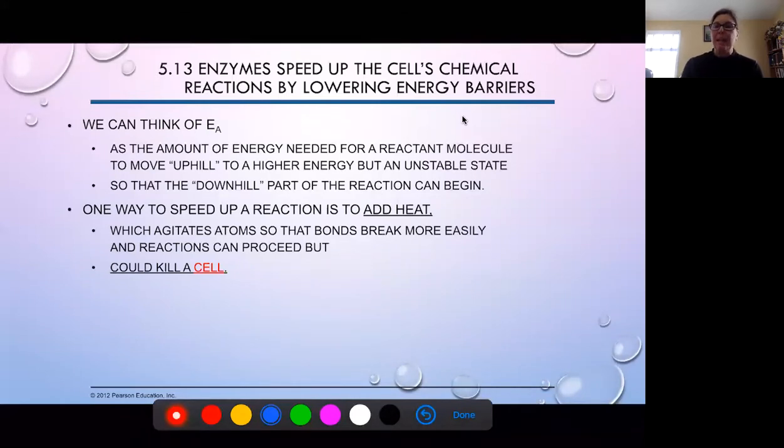One way that we can speed up the reaction in the chemical world is to add heat. That heat increases kinetic energy, which causes more agitation, which allows the chemical bonds to break easier. The problem in the biological world is that when you add heat, it kills the cell, because it starts to unravel or denature proteins. Without proteins, we cannot maintain our structure. We cannot maintain homeostasis. We cannot get chemical reactions to occur fast enough to support life. So things go all sideways.